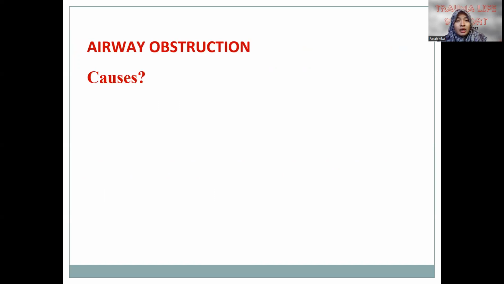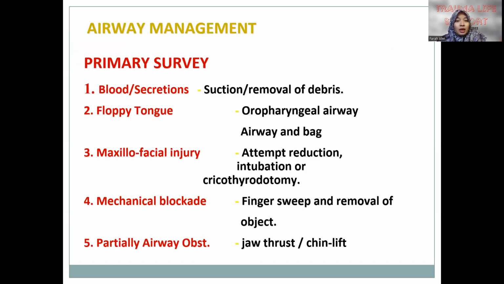Okay. All right. Airway obstruction, what are the causes? These are the examples. All right. The most common cause for airway obstruction is a floppy tongue. Okay, especially when the patient is unconscious. All right. And trauma, blood and secretions. Okay. You have maxillofacial injury also. All right. And then your mechanical blockade or partial airway obstruction. Okay. How to remove them? You can use finger sweep only one time. Okay, if it doesn't remove, then you use your suction machine.